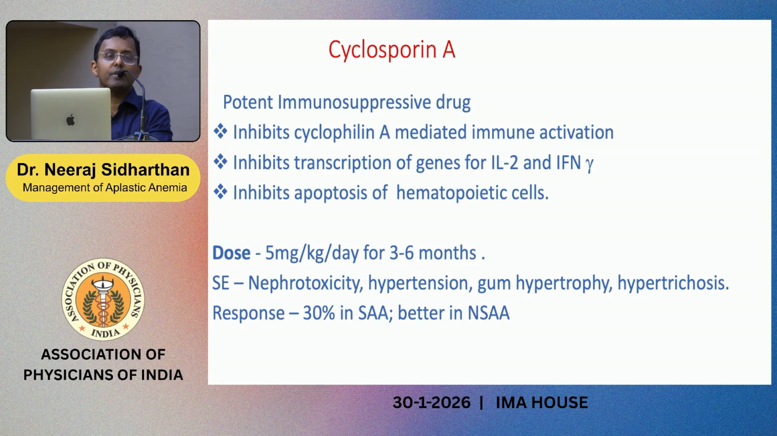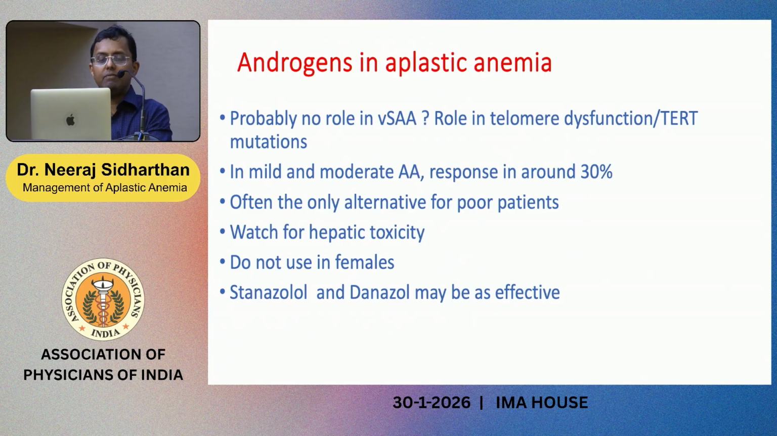Of course, cyclosporine can have toxicities like nephrotoxicity, hypertension, gum hypertrophy, etc. And then we have androgens, and usually it's given in mild and moderate aplastic anemias. The response is not very good. It's about 30%.